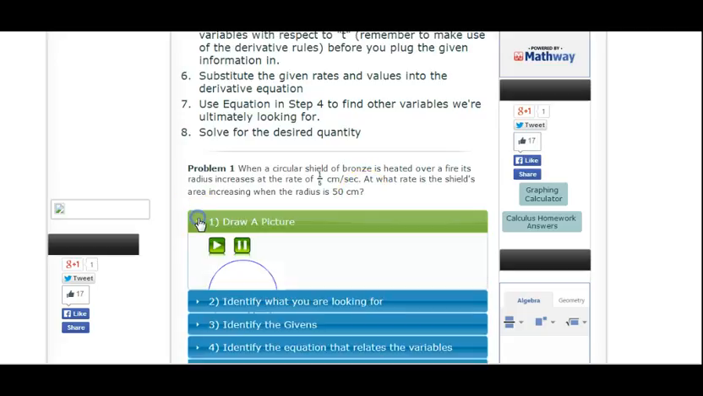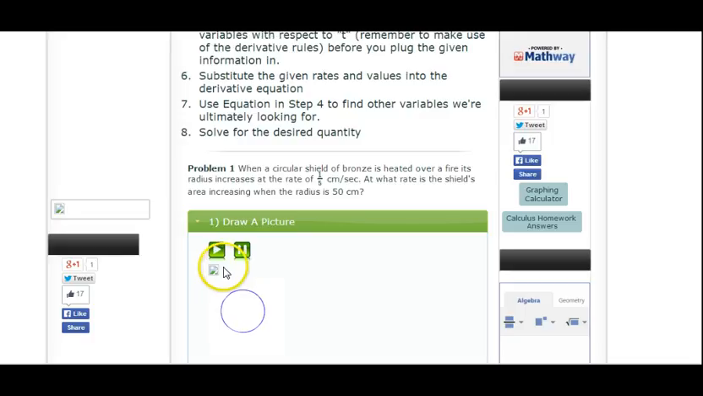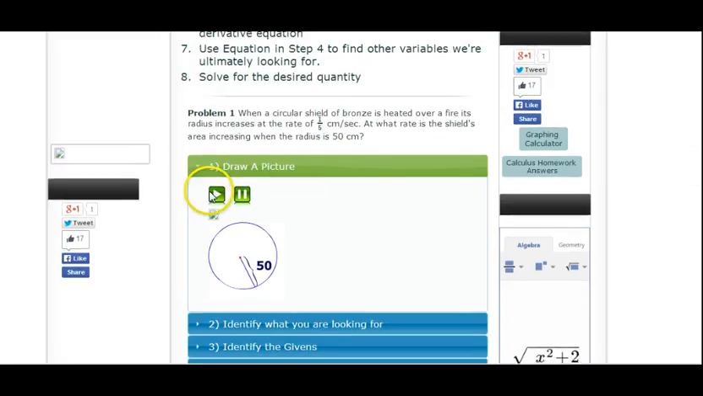So the first thing you want to do is draw a picture. And I apologize, I think my internet is really slow today, so this may not work quite the way I want it to, but here's the bronze shield. The radius is increasing and the area is too. We want to know at what rate the shield's area is increasing when this radius is 50. So this gives you a good picture to start off with.